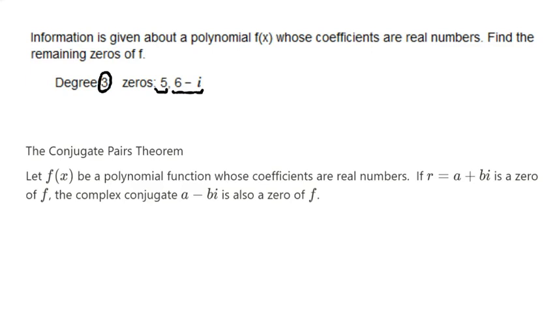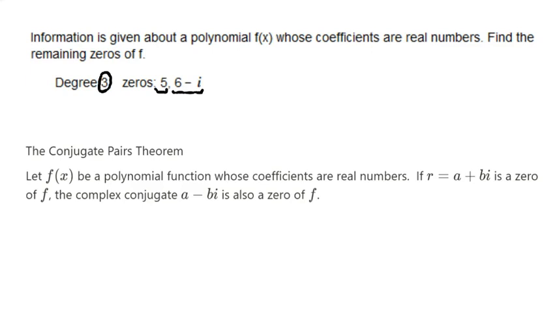The conjugate pairs theorem says that, let f of x be a polynomial function whose coefficients are real numbers. If r equals a plus bi is a zero of f, so we have a zero that is a complex number, the complex conjugate a minus bi is also a zero of f.